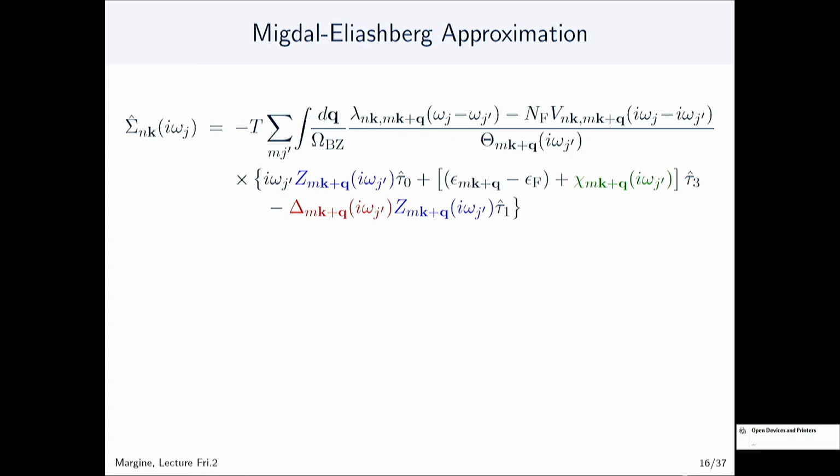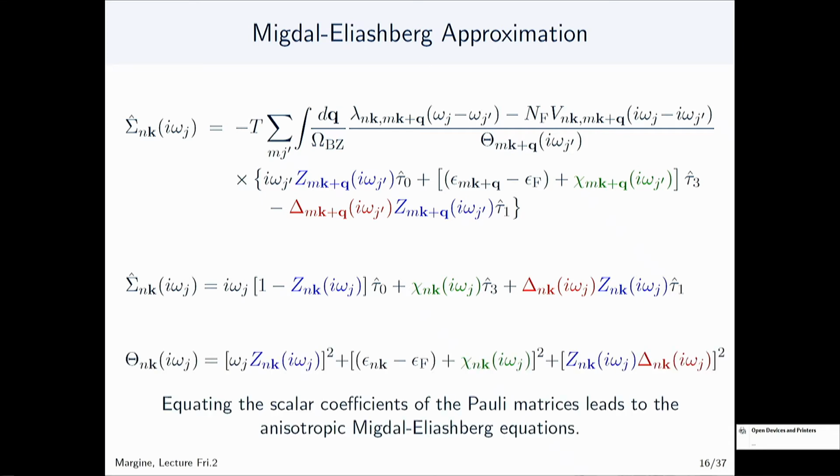But basically what we are looking for is this superconducting gap function. So if we just stop here, we still don't really know sigma. We just have a formal expression for sigma. So we still need to use our other expression for sigma, where we wrote it as a linear combination. And what we can do right now is equate the scalar coefficients of the two expressions for sigma, and this finally leads to our anisotropic Migdal-Eliashberg equation.